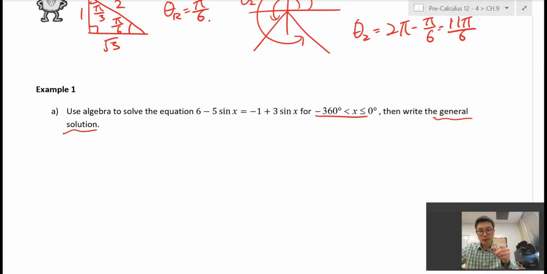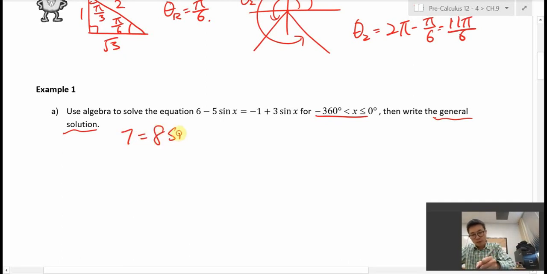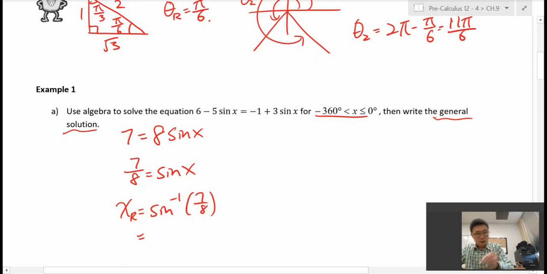In this case, we isolate for sine x. I'm going to move all the sine x to the right and all the constants to the left. So I add 1 on both sides, I get a 7, and I add 5 sine x on both sides, I get 8 sine x. Divided by 8, I get 7 out of 8 is equal to sine x. Now I can find the reference angle by taking the inverse sine of 7 out of 8. We are in degree mode, so I need to change back to degree mode on the calculator. That's also a common mistake, forgetting to change the modes. Now this should be 61 degrees.